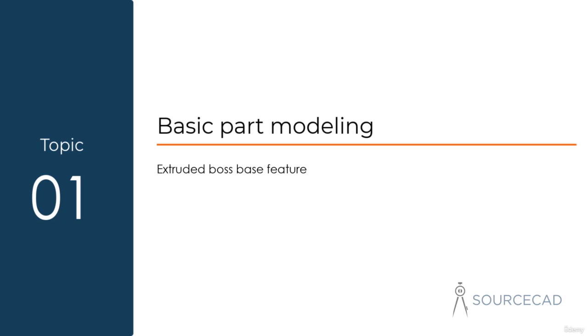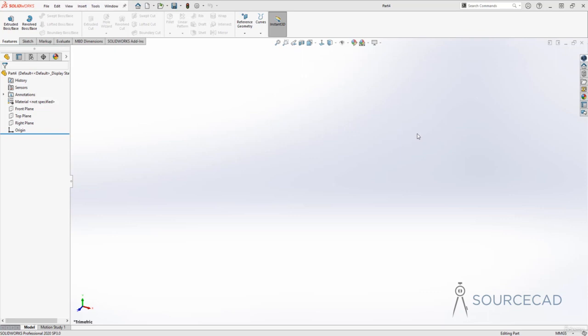So we'll start 3D modeling with the boss base feature. This is the most basic feature which you'll use very frequently for making 3D parts. Now we'll start basically with sketches and then we'll convert it using boss base feature into 3D.